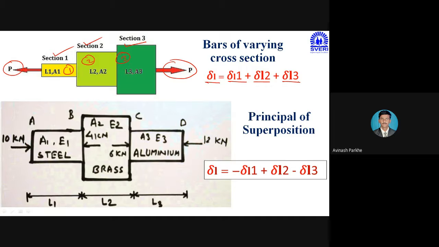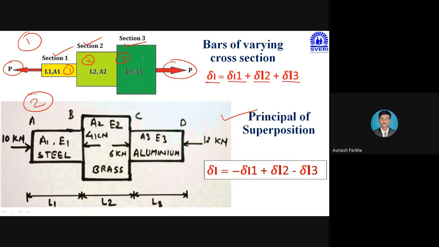This is for the bars of varying cross section, but the bottom figure is applicable for the principle of superposition. Please check the difference between figure number 1 and figure number 2. In figure number 1, the body or bar is subjected to only P amount of external load, and this P we are considering for section 1, 2 and 3.